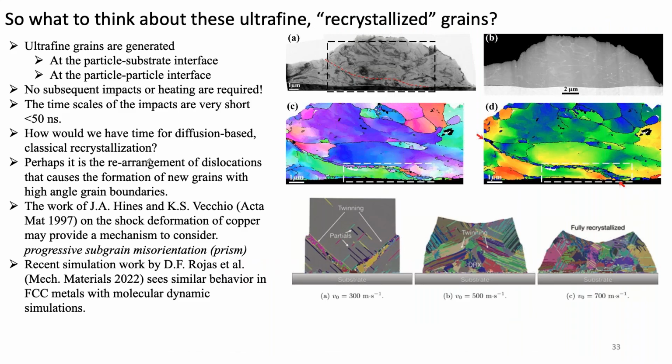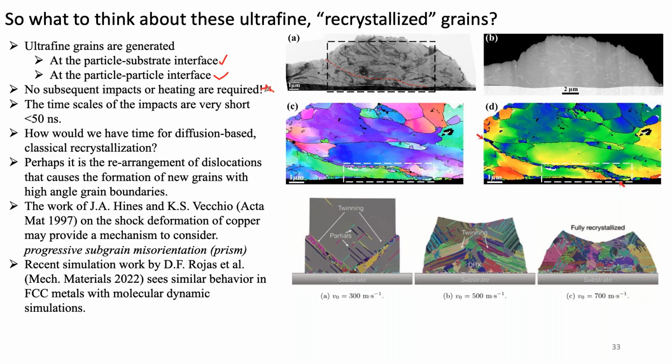So what to think about these ultrafine recrystallized grains? Now, the idea that there's ultrafine grains is something that people have observed many times in the cold spray literature, but we're all still wrestling with, well, how does this come about, right? And I have some thoughts I'd like to share that I think have been given to us by EBSD, TKD, and PED. So one of the things that we realize is the ultrafine grains are generated at the particle substrate interface, okay? And they're also at particle-particle interfaces. Now, this is really key. No subsequent impacts or heating are required.